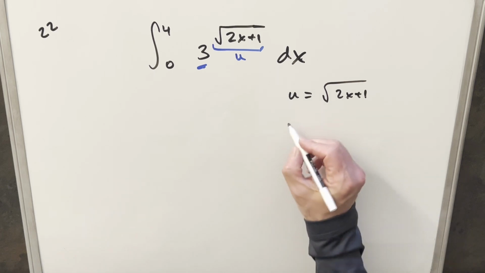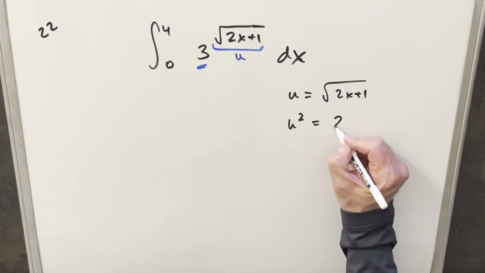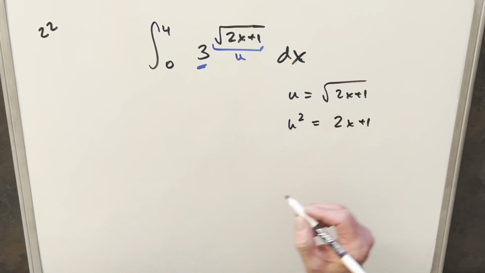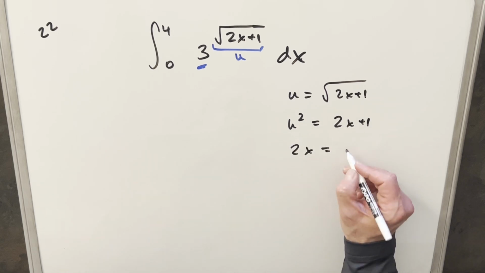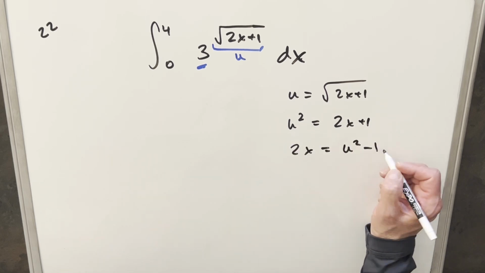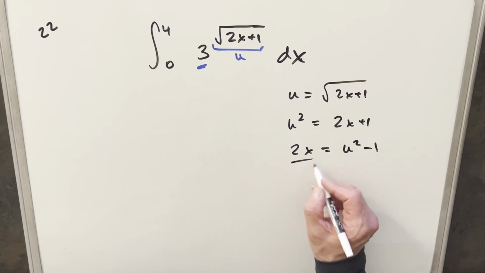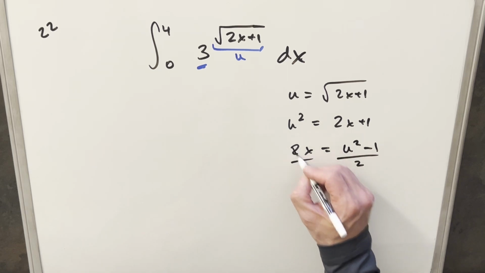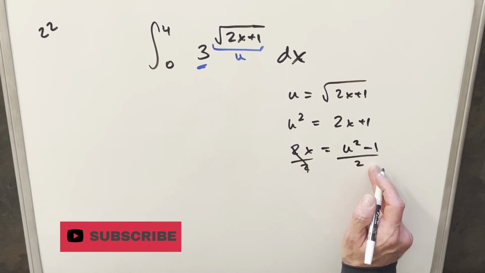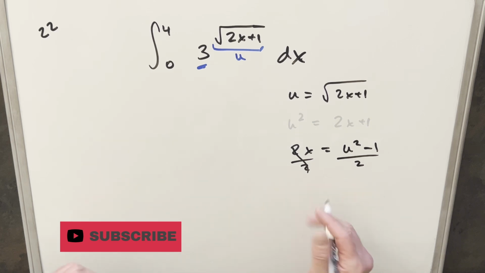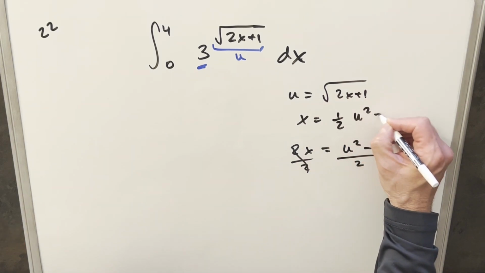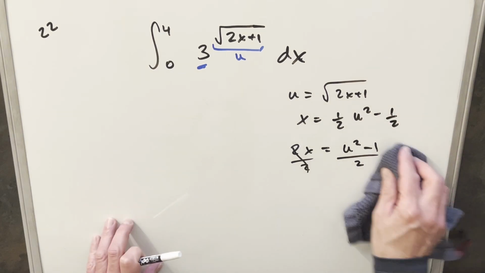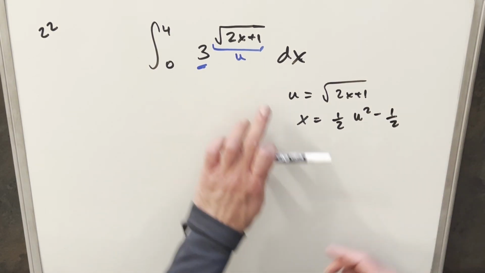So first what I can do is square both sides. We'll have u squared equal to just 2x plus 1. Subtract 1 on both sides, and I'll rearrange. I'll put this as 2x equal to u squared minus 1, just swapping the order. Divide by 2, and that's going to give me x equal to u squared minus 1 over 2. To clean this up, I'll write this as x equal to 1/2 u squared minus 1/2.